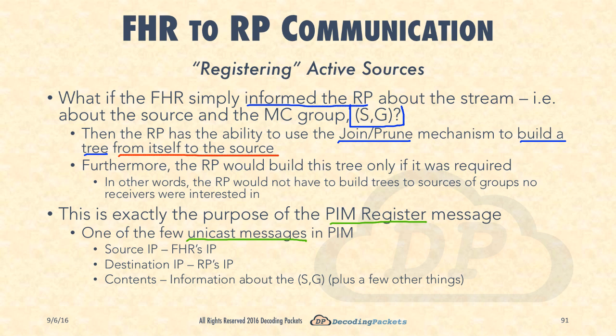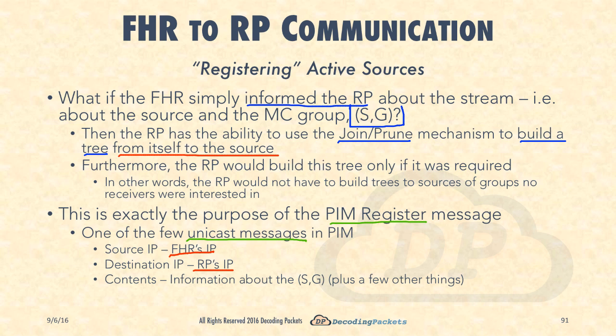So if it's a unicast message, it has to have a source IP. Well, that's very simple. It's the FHR's IP, the first hop router's IP. What is the destination? Well, where do you want to go? You want to go to the RP, right? So the destination is simply the RP's unicast IP. So you unicast it over there.